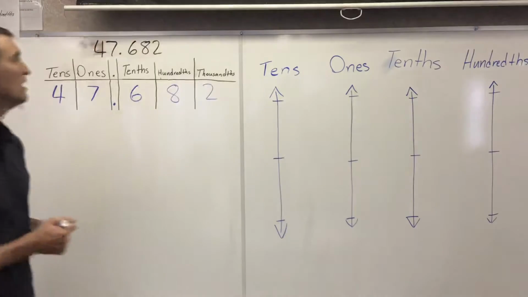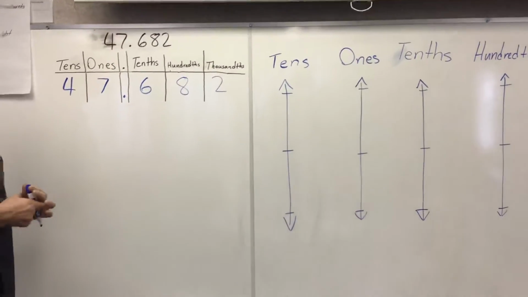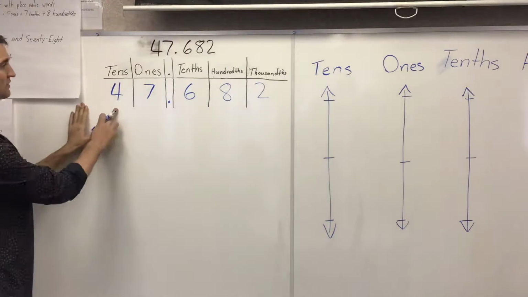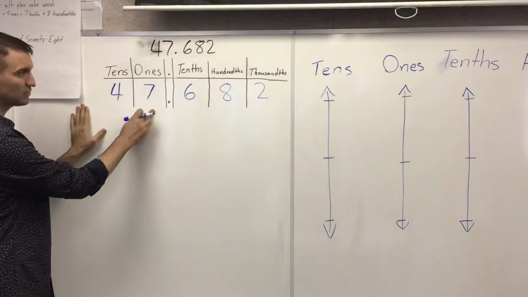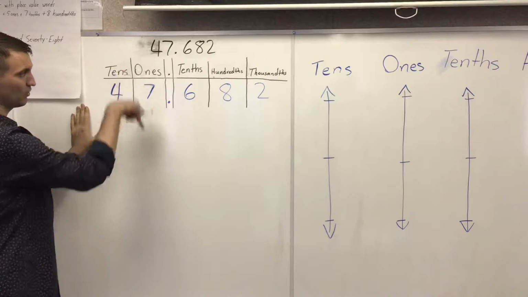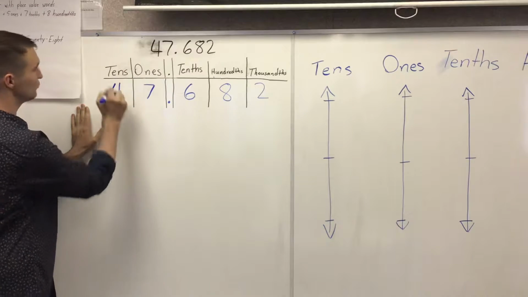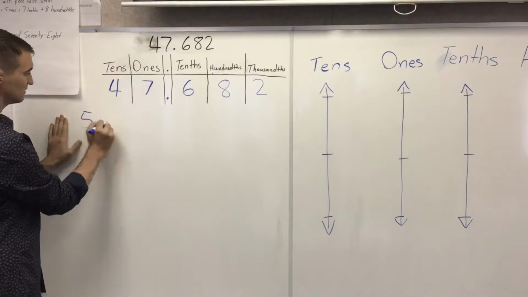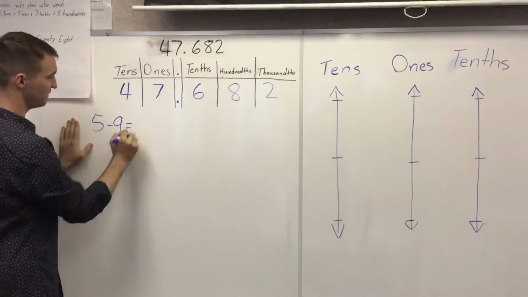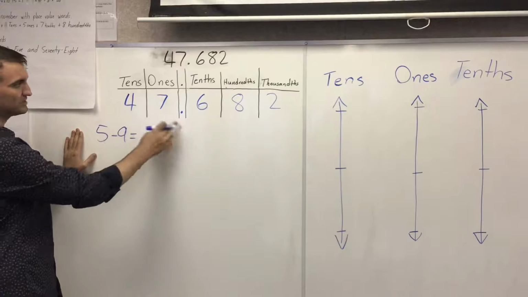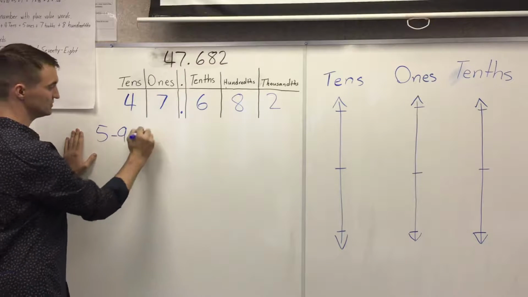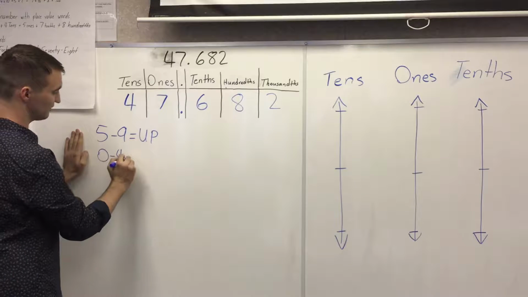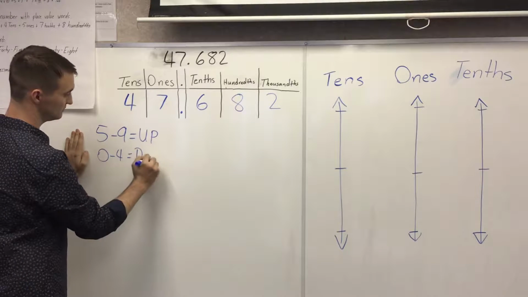Now, as I said, we're going to start with our tens, and what's always important when rounding to a specific place value is to look one place to your right to know if you're going to round up or round down. So I'm going to write something over here to help us remember. If the digit one place to the right is 5 to 9, we're going to round up. If it is 0 to 4, that means we are going to round down.